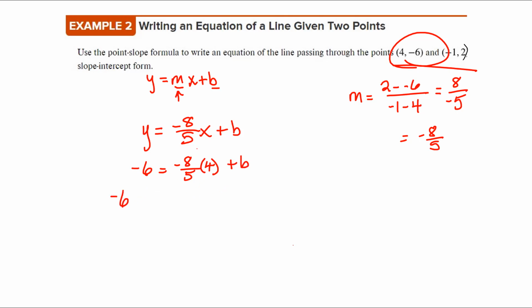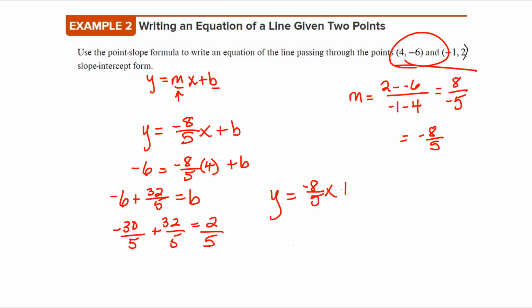And then I'm just going to solve for b, get b by itself. So negative 6 plus 32 over 5 is equal to b. And so if you add these together, that's negative 30 over 5 plus 32 over 5, and that is just 2/5. So b is 2/5. So the equation of the line is y equals m, which is negative 8/5, x plus 2/5. So you don't need the point slope formula to do that problem. You can do it exactly the same way we have done it before.